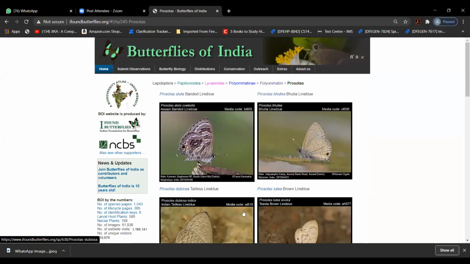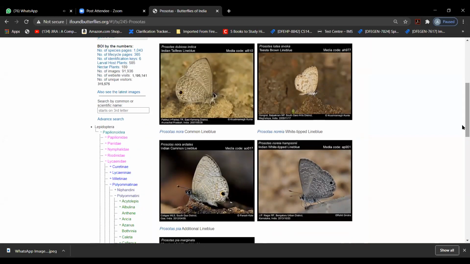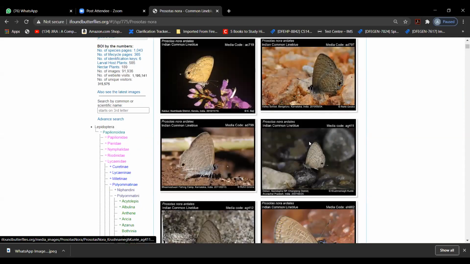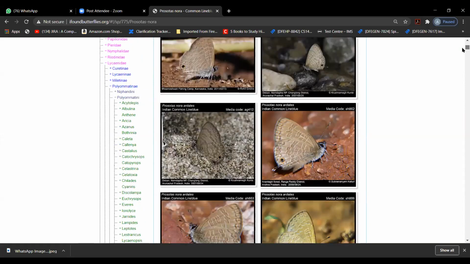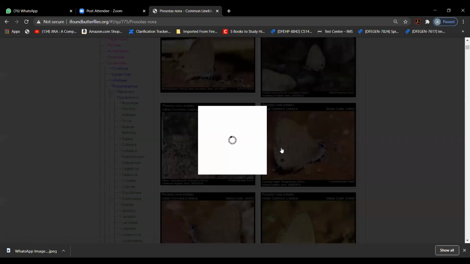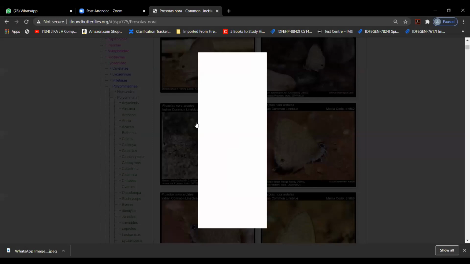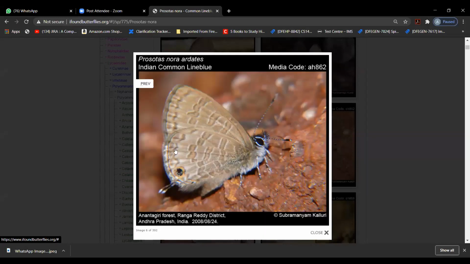I go to Prosotas. See the nora. If you see, it's so variable. See, this is not that. You can see this band, which is not that deep. Those formations of pyramids are not that deep. Can you see this band? It is not that prominent. It's not that deep. That's how I distinguish in the field the common line blue from the tailless line.